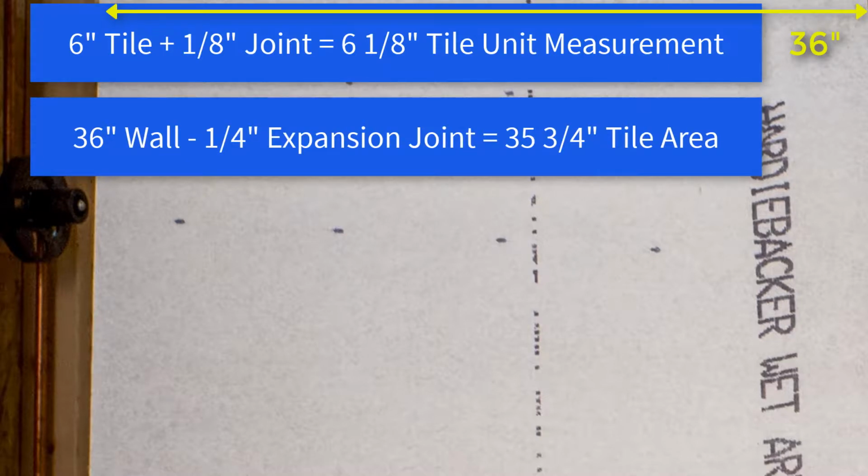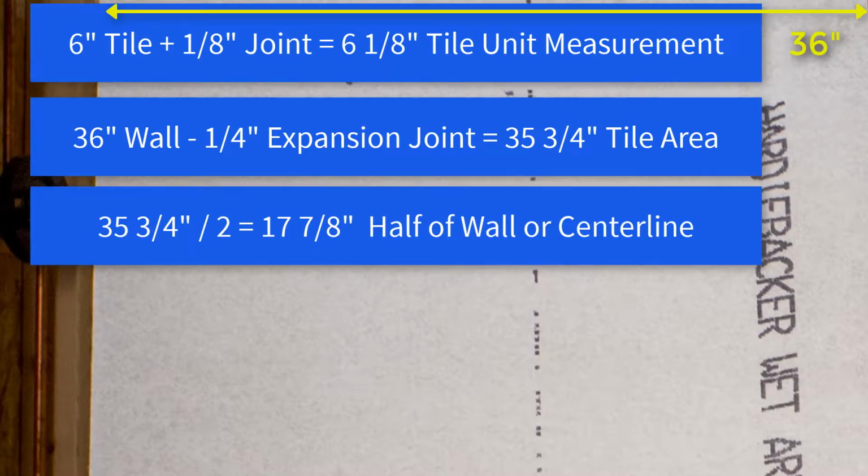Subtract the required 1/4 inch expansion joint from the 36 inch wall. The tileable wall measurement is now 35 3/4. Dividing 35 3/4 by 2, that equals 17 7/8. This is 1/2 of the wall and also the center line of the wall.